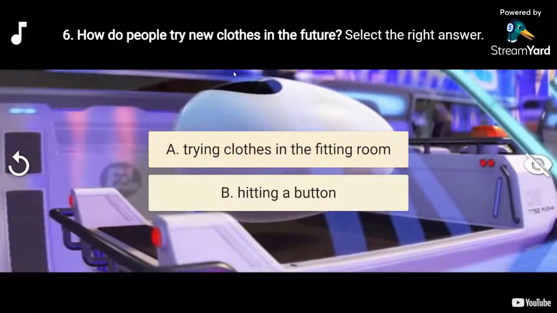Okay, how do people try new clothes in the future? Is it A, trying clothes in the fitting room, or B, hitting a button? How do they try new clothes in the future?